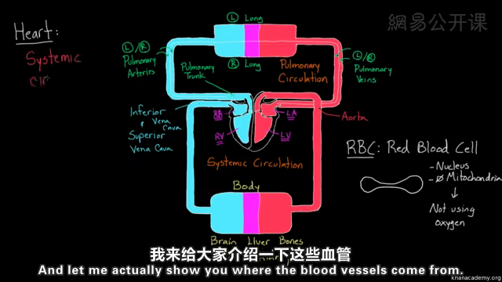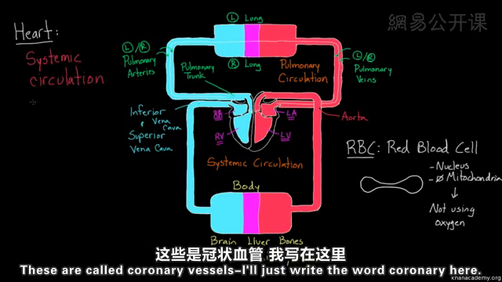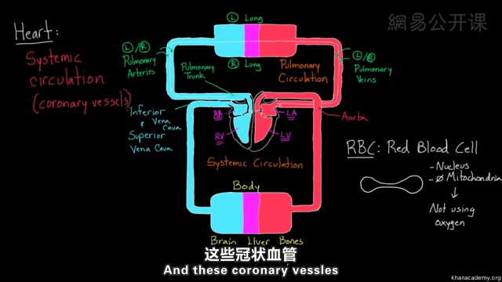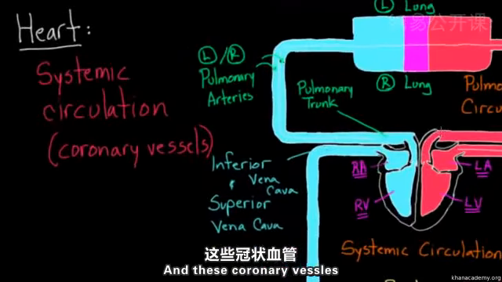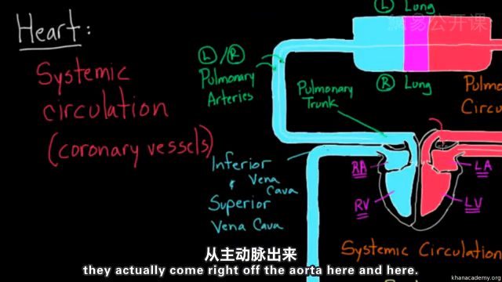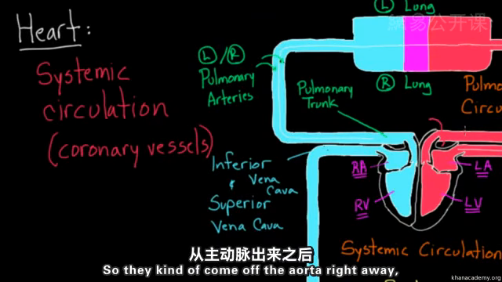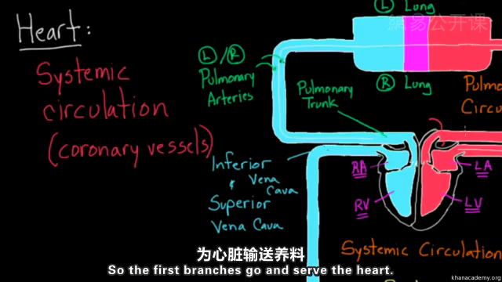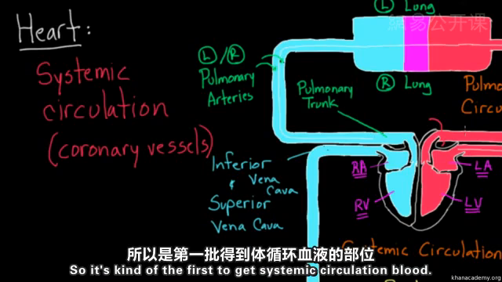And let me actually show you where the blood vessels come from. These are called coronary vessels. I'll just write the word coronary here. Coronary vessels, so coronary artery and vein. And these coronary vessels, they actually come right off the aorta here and here. So they kind of come off of the aorta right away. They're the first branches off the aorta, actually. So the first branches go and serve the heart. So it's kind of the first to get systemic circulation blood.